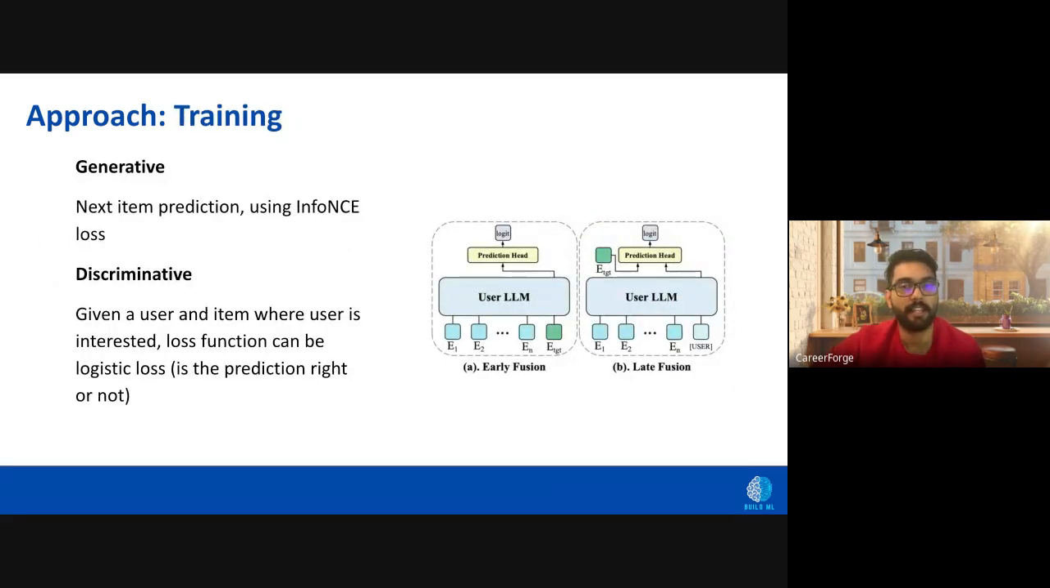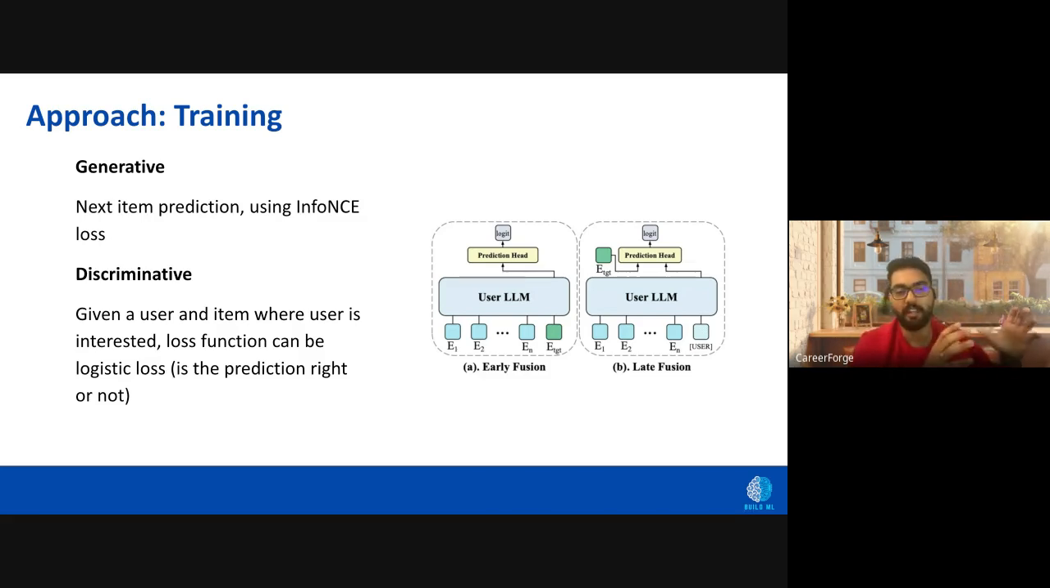Now, coming to the approach, how do they actually go about training these two models? They train for two tasks, generative and discriminative tasks. The generative task does make sense because typically sequential recommendation systems are trained on the generative task of predicting what the next item that the user will like is.